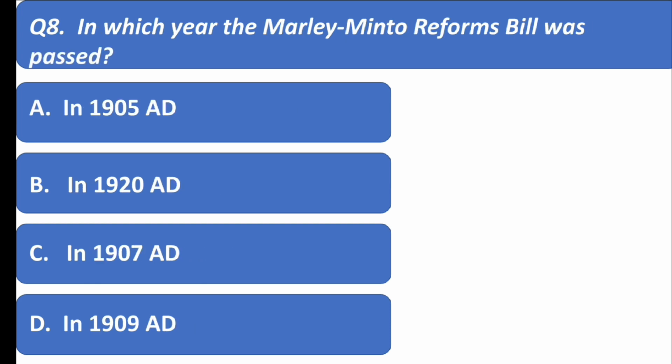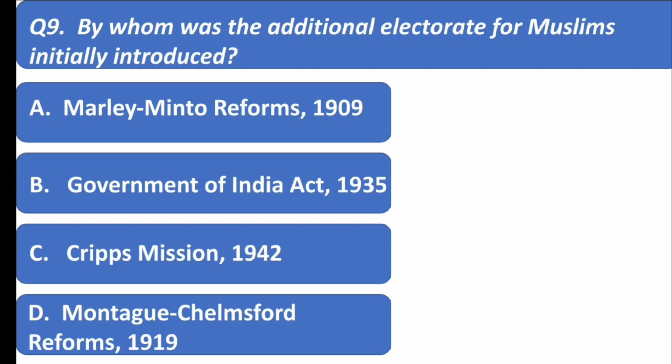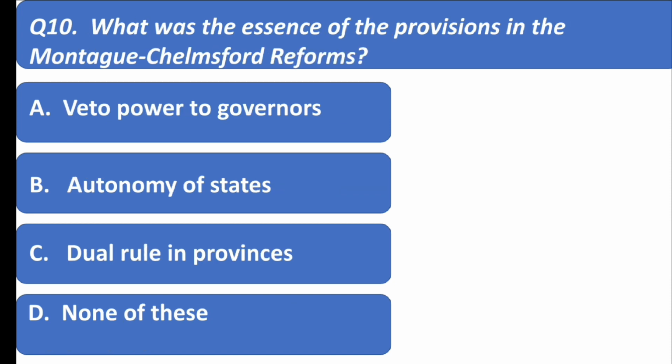In which year the Marley-Minto reforms bill was passed? Answer is option D. In 1909 AD. By whom was an additional electorate for Muslims initially introduced? Answer is option A. Marley-Minto reforms 1909. What was the essence of the provisions in the Montague-Chelmsford reforms? Answer is option C. Dual role in provinces.